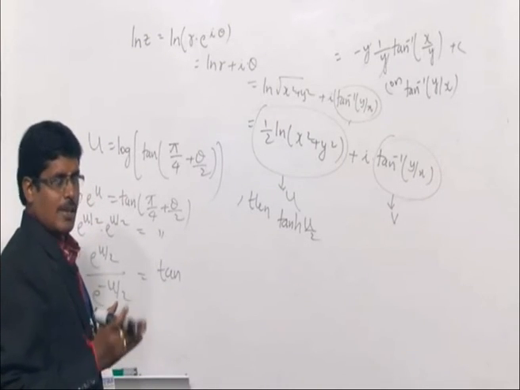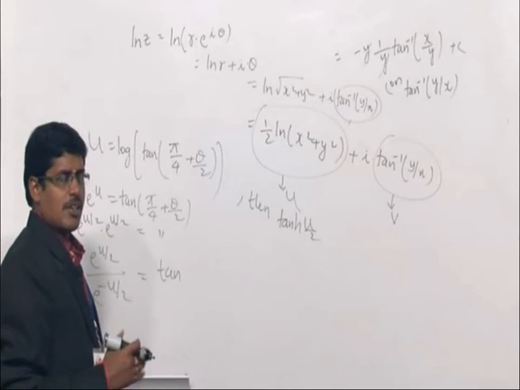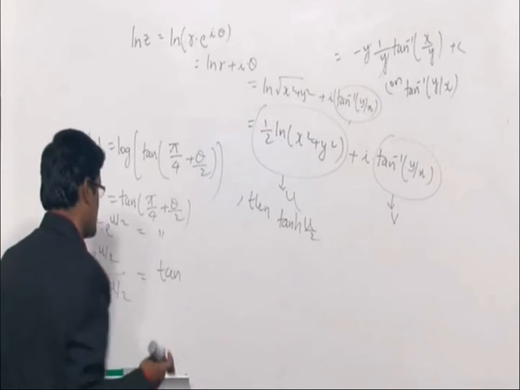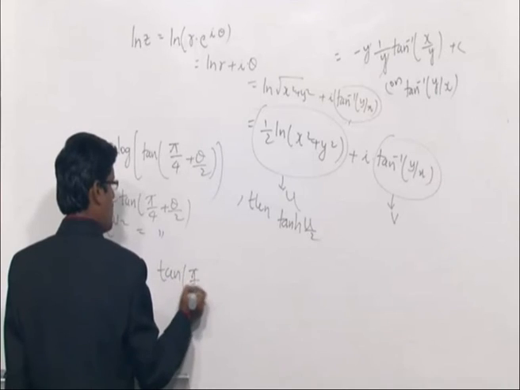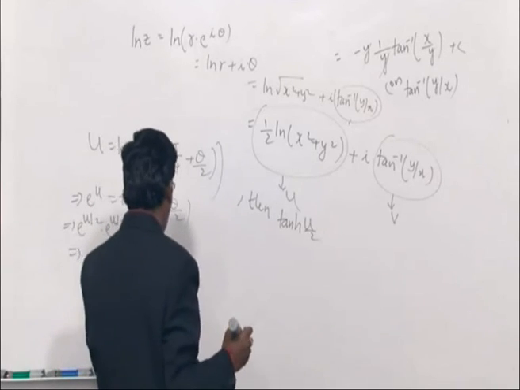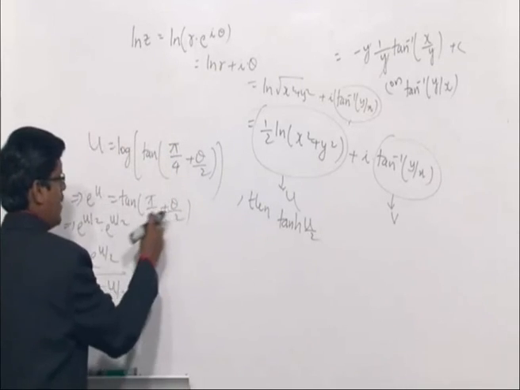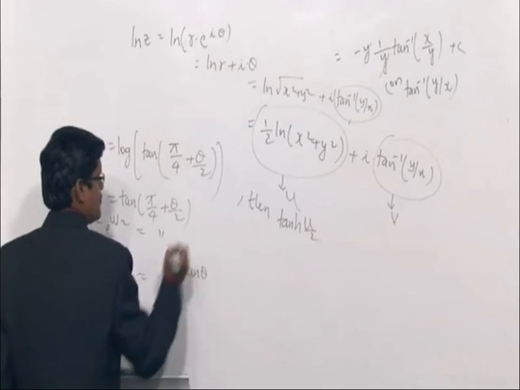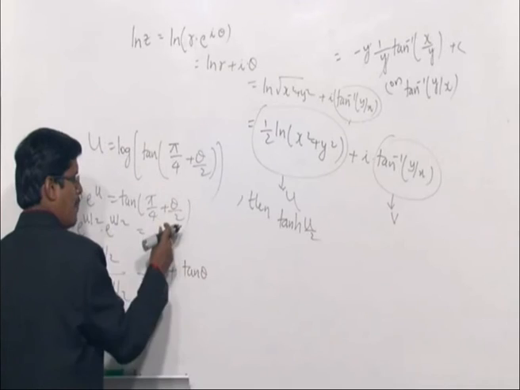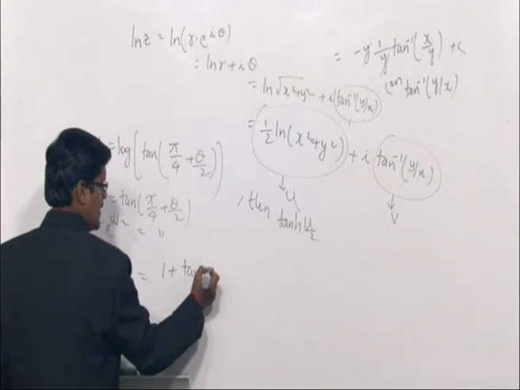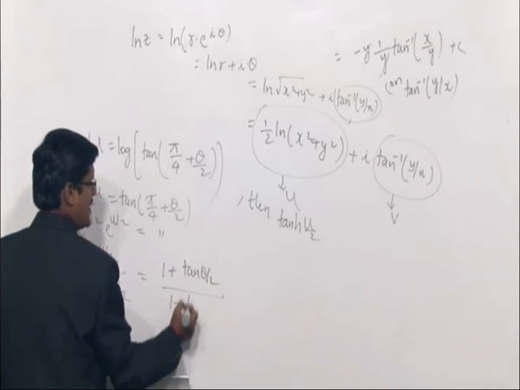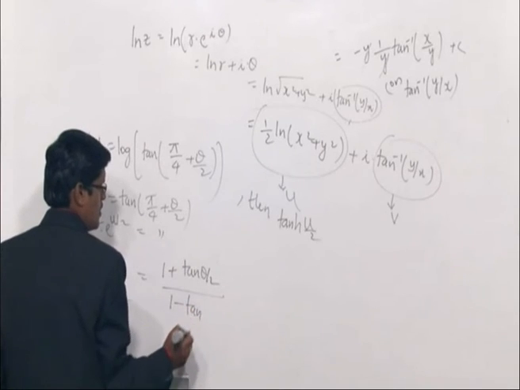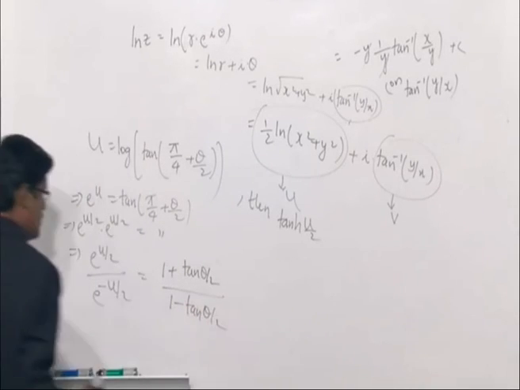Add the terms in numerator and denominator, and the denominator is the difference of the numerator and denominator on both sides. Tan of pi by 4 is in the form of tan(a plus b). Tan(a plus b) is (tan a plus tan b) over (1 minus tan a tan b). Tan 45 is 1, tan pi by 4 is 1, and tan theta by 2, that is 1 plus tan theta by 2 over 1 minus tan theta by 2.